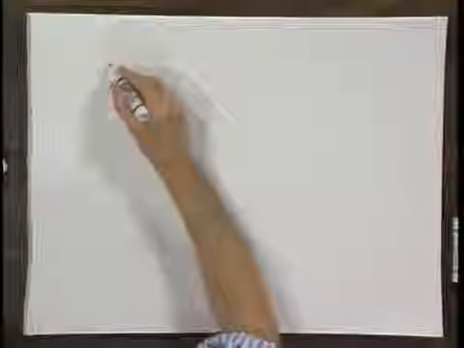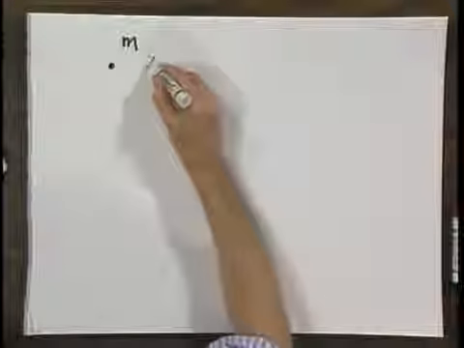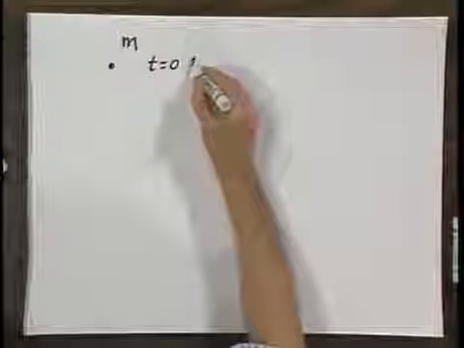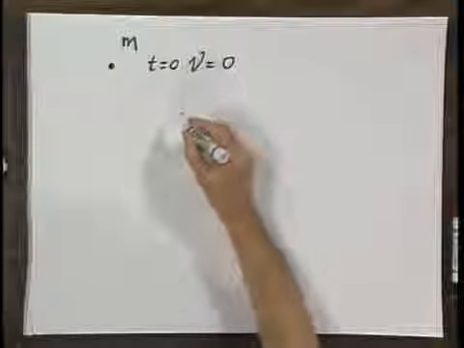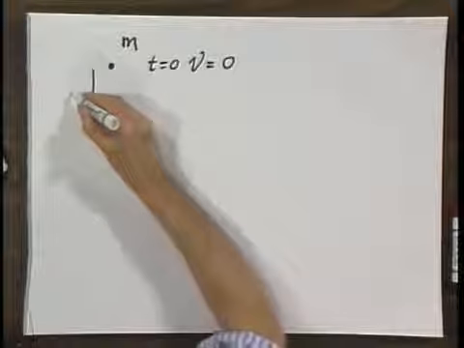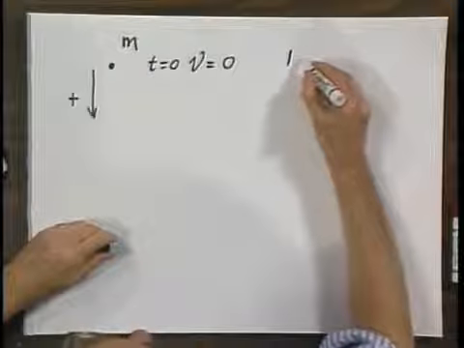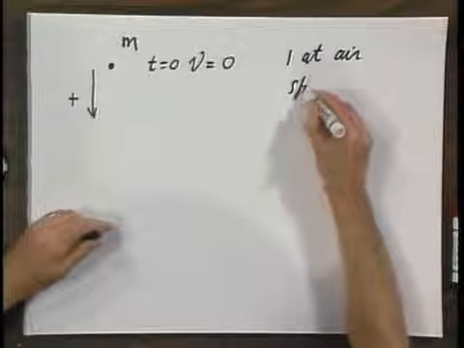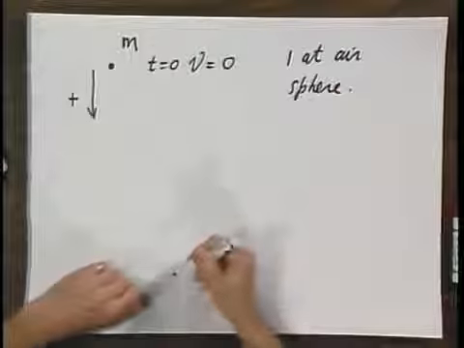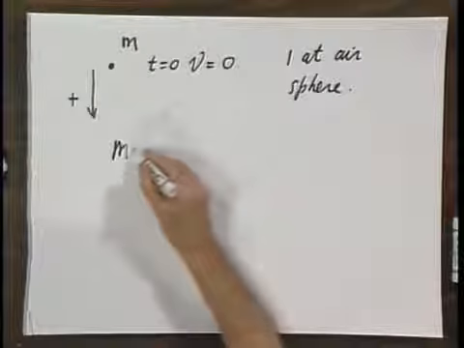So here's my oil drop, which has a certain mass m, and I release it at speed 0, so at t equals 0, my velocity in this direction equals 0. I will call this the plus direction. And I drop this in 1 atmosphere air. It is a sphere. And so I can use my equations that we discussed earlier.